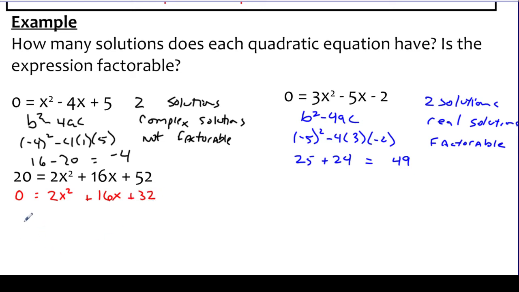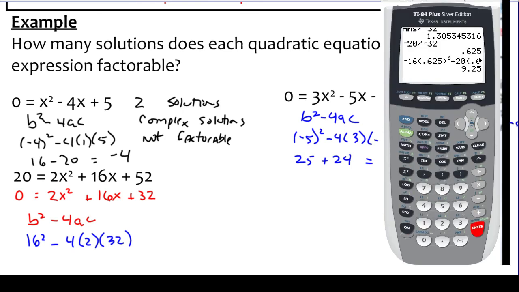So if I go to my b squared minus 4ac now, my discriminant, I'm going to plug in what I know, and this is going to be 16 squared minus 4 times 2 times 32. Here's the thing. I can go to my calculator. Let's find out what it is. This is a slightly bigger number, so we'll get some help. So this is going to be 16 squared minus 4 times 2 times 32. Let's find out what the answer is. It looks like 0. I plugged into the discriminant, and I got 0.